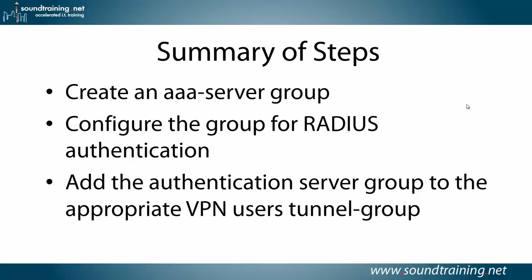A summary of the steps. Pretty much the same as setting it up for, say, LDAP or Kerberos. You'll create a AAA server group, configure the group for Radius authentication, and add the authentication server group to the appropriate VPN user's tunnel group. So not a lot of steps, pretty straightforward. Really, the most challenging part of this is configuring the Windows Server 2012 box, and as I mentioned, that's in a different video.